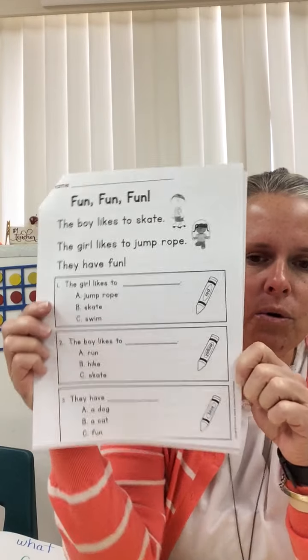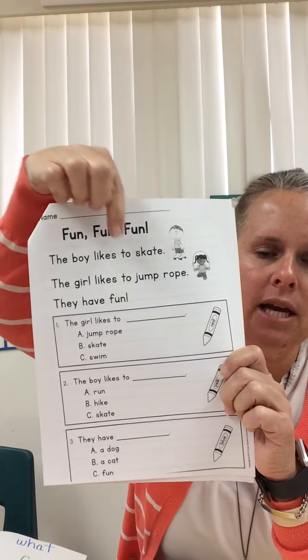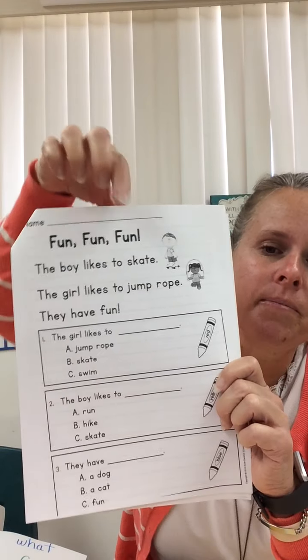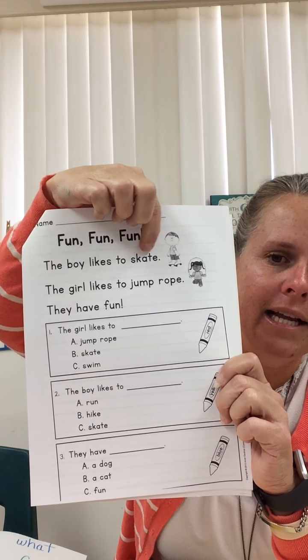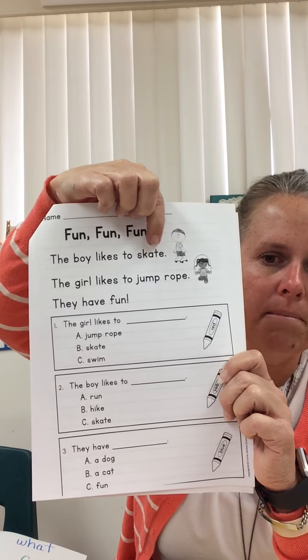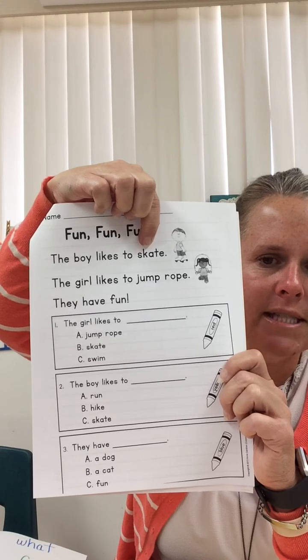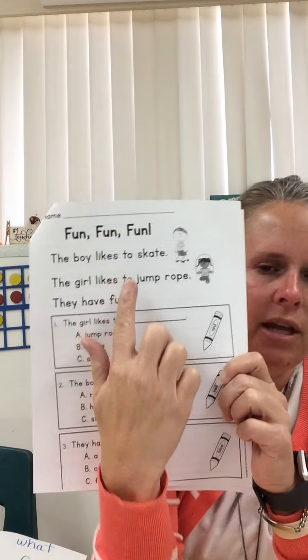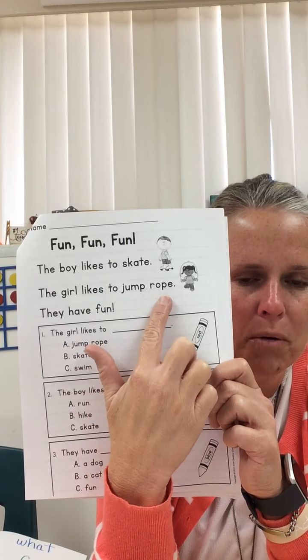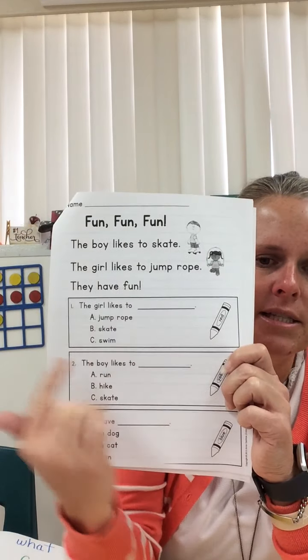It's what you guys have been doing for a while now: you're going to read your story, okay? This does have a special blend, sk, and this long A, skate, skate. So we do have a couple words that maybe are a little harder. So we have skate, and you can see what she's doing. She has a jump rope. Okay, so read this, answer your 3 questions. That's page 1.